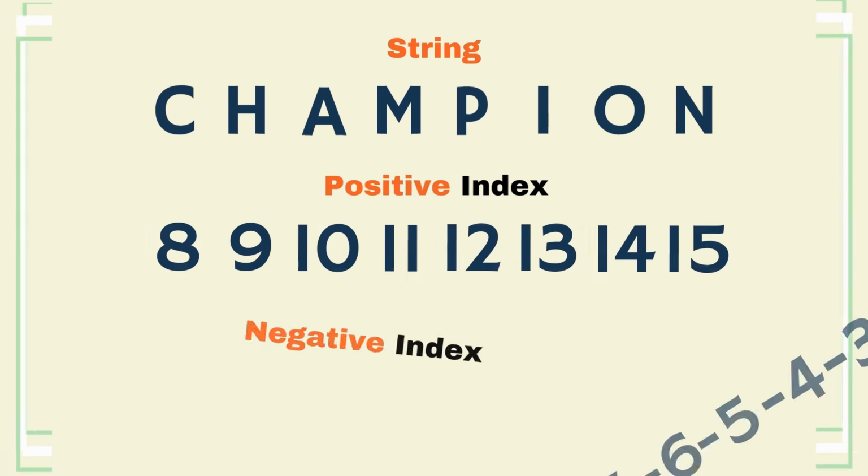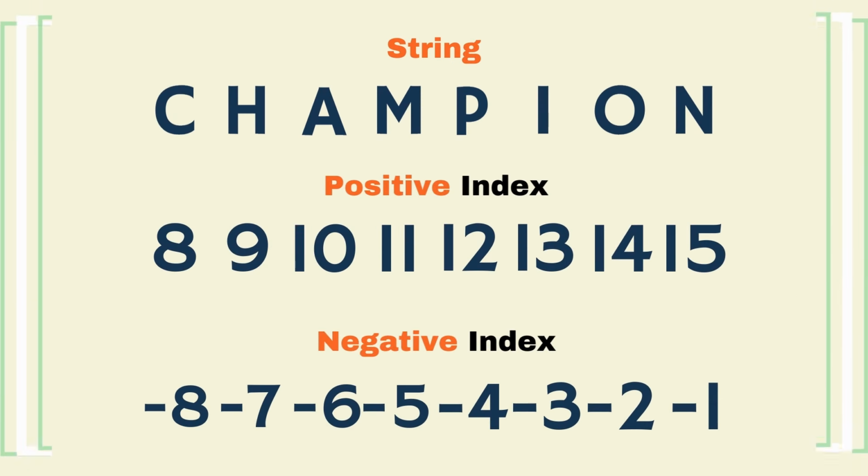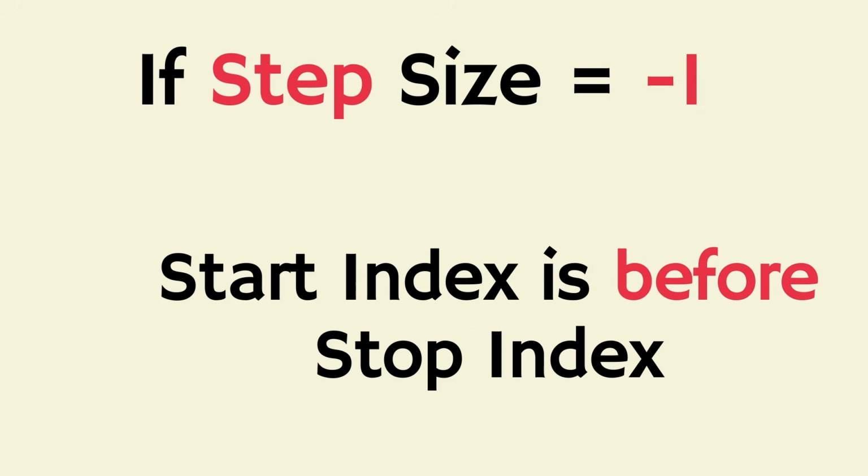This is because each element is represented by a negative as well as a positive index. It doesn't matter which index you mention as long as the start index is before the stop index when we specify -1 as the step size.